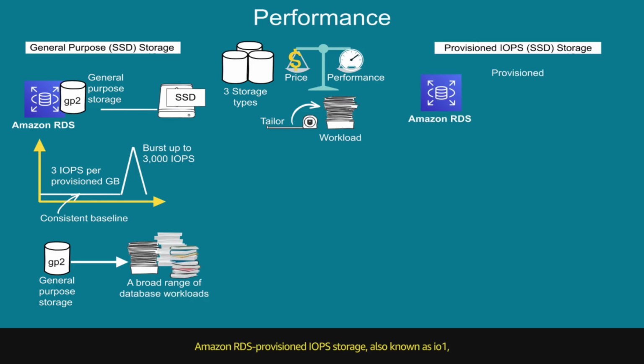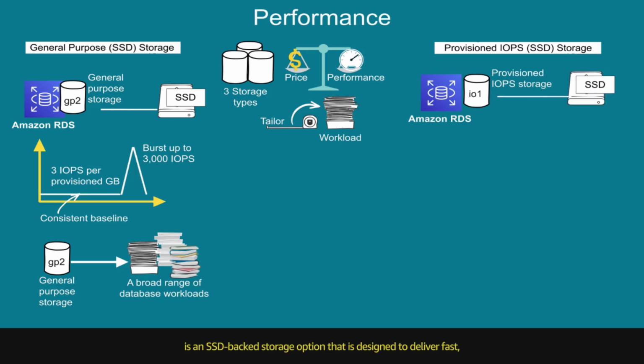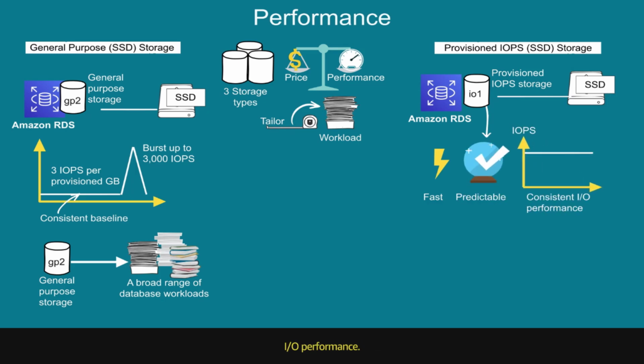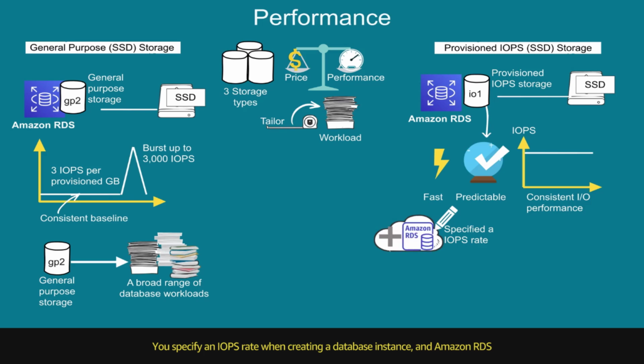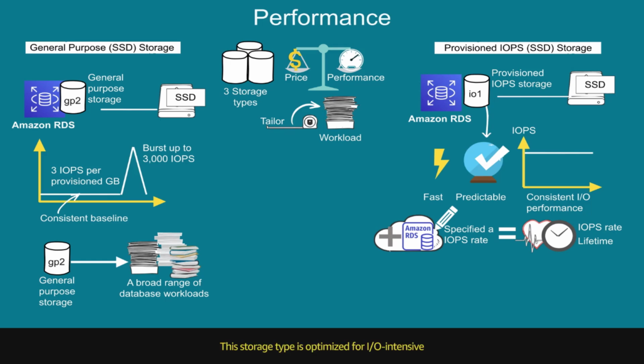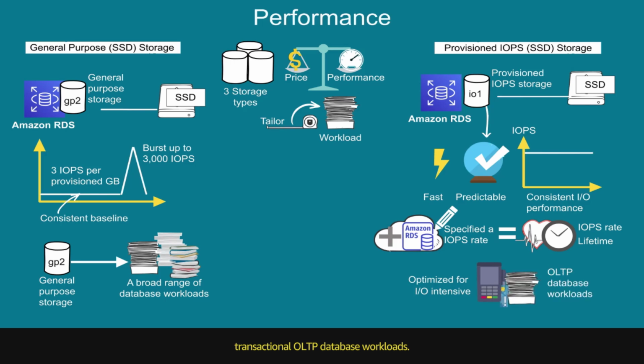Amazon RDS Provisioned IOPS Storage, also known as IO1, is an SSD-backed storage option that's designed to deliver fast, predictable, and consistent I/O performance. You specify an IOPS rate when creating a database instance, and Amazon RDS provisions that IOPS rate for the lifetime of the database instance. This storage type is optimized for I/O-intensive transactional OLTP database workloads. You can provision up to 40,000 IOPS per database instance.